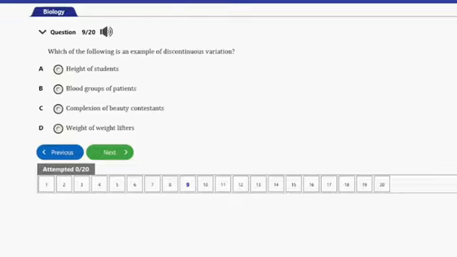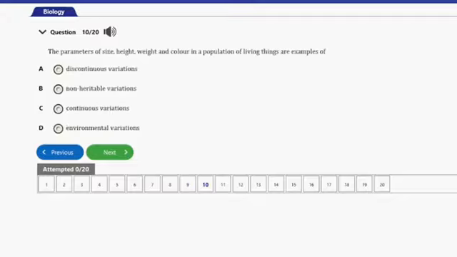The weight of weightlifters as well can change over time. But guys, the correct answer to this question is blood group of patients. So let's go ahead and consider the next question, guys. That's question number 10 here.